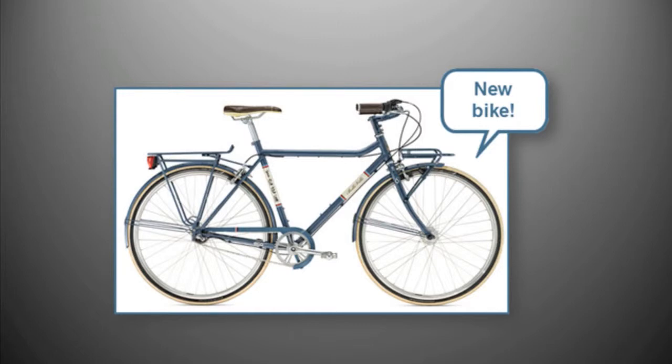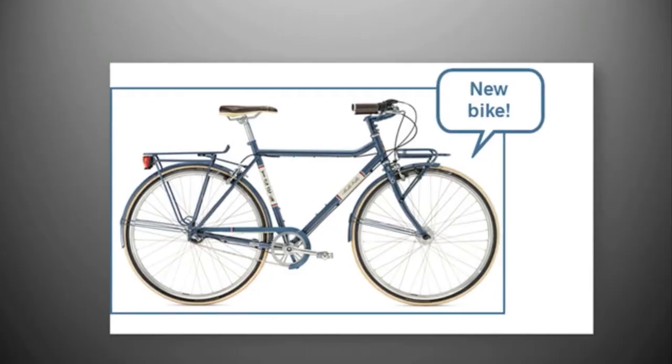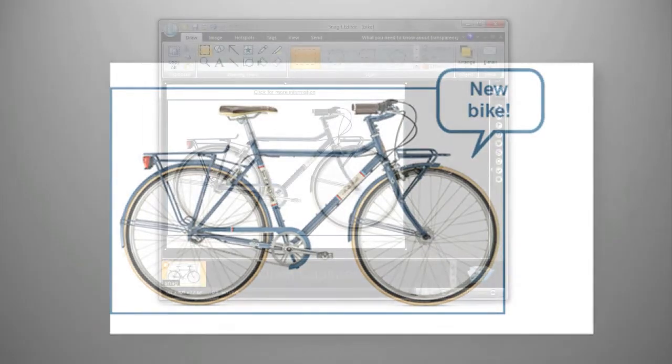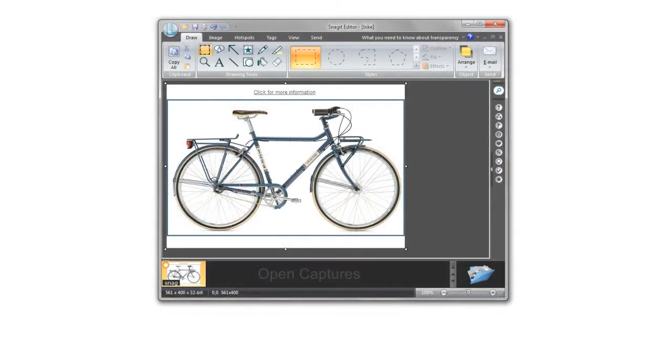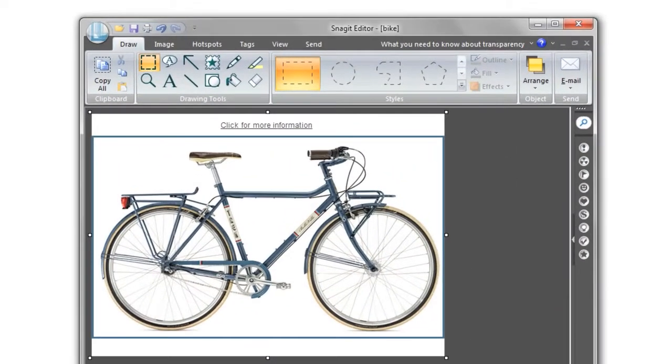So instead of placing your image on top of a color piece of paper, it's like you have a clear piece of plastic underneath your image that you can see through. Now your image can look like this in a PowerPoint presentation, instead of like this. Now that we understand what transparency is, let's look at how we can control it in Snagit Editor.